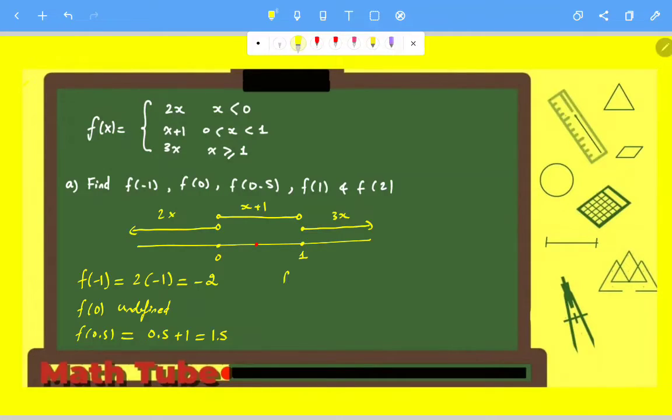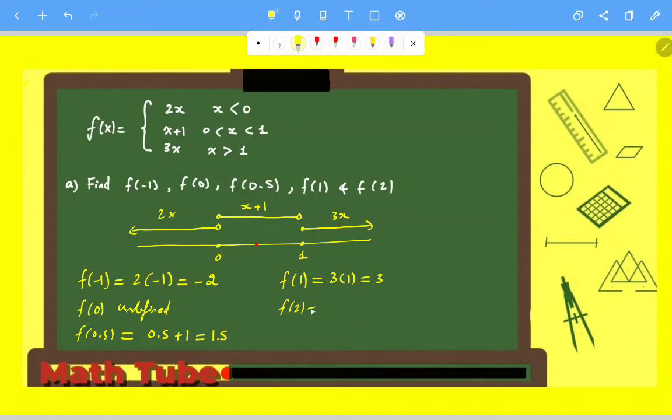I'll continue by finding the image of f of 1. So f of 1 is defined in the third definition, because if you look at the third definition, here we have x bigger or equal to 1, which means that f of 1 is simply 3 multiplied by 1, so it's equal to 3.